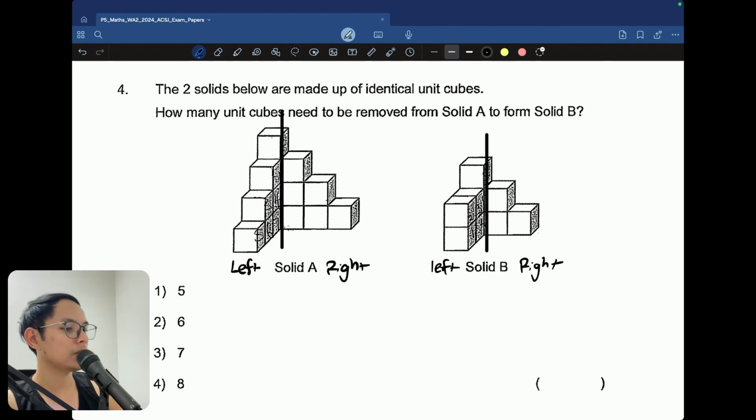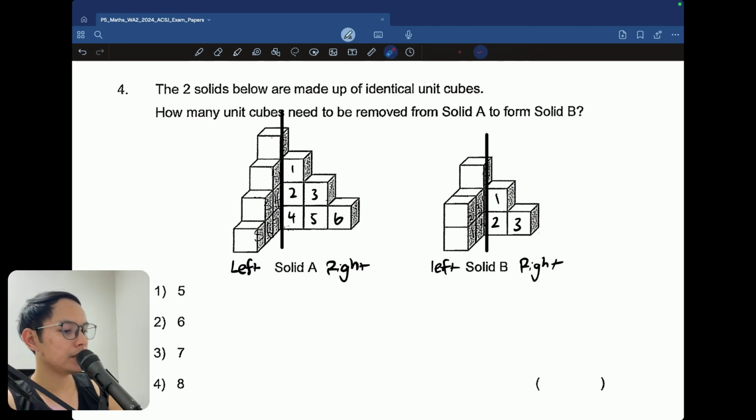Okay, so let's go for the solid A right side. So this is 1, 2, 3, 4, 5, and 6. So that is the right side. For solid B, we're gonna count as well. 1, 2, and 3. Okay, so let's move on.